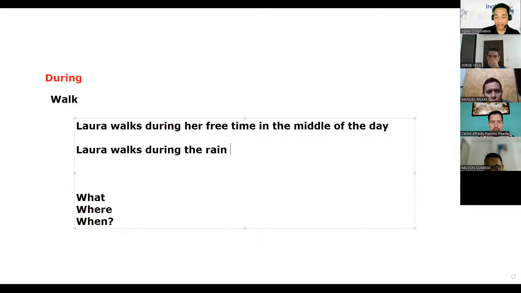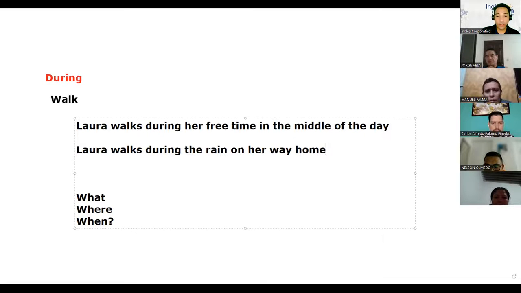Can I continue the sentence? On her way home. Okay. Which WH question am I answering here? When? Okay, so I continue answering to when. Laura walks during the rain on her way home.